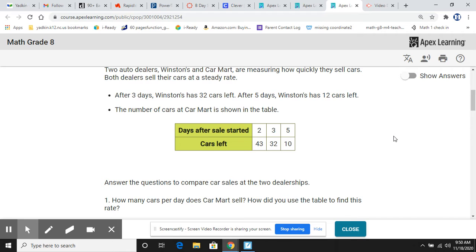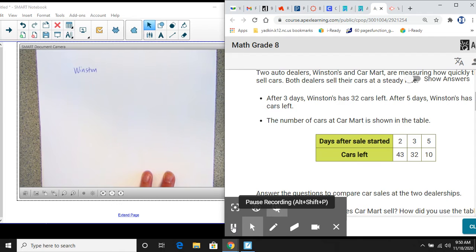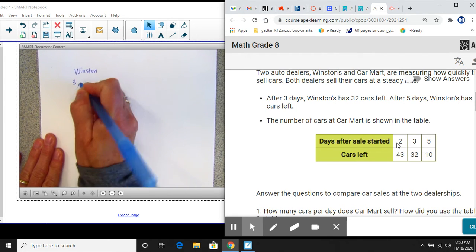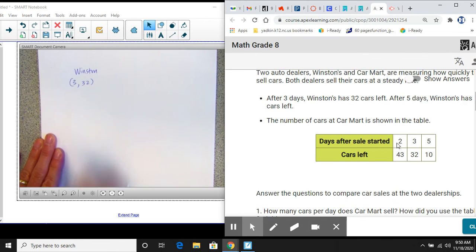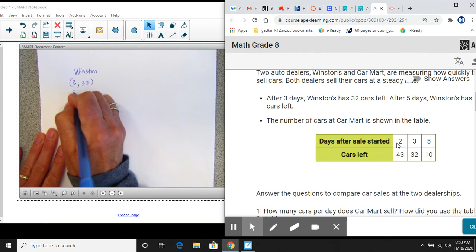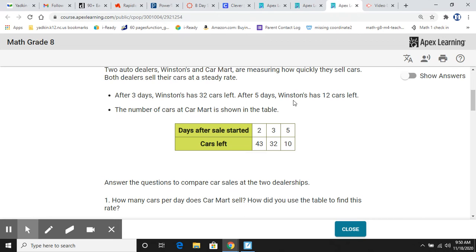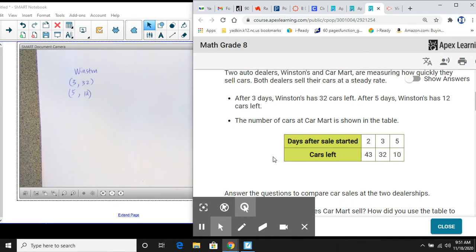That's an ordered pair. I'm going to split my screen here real quick. Okay, let's see if this will work. So after 3 days, Winston's has 32 cars left. After 5 days, Winston's has, I can't see it, has 12 cars left. Okay, I'm going to pause this again. Okay, so we can use those 2 ordered pairs here in a minute to find the slope.